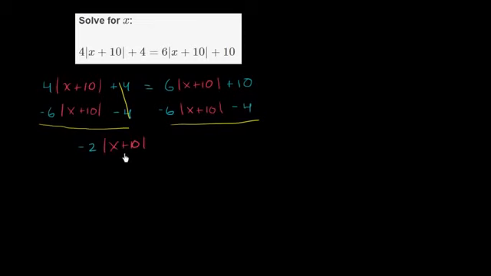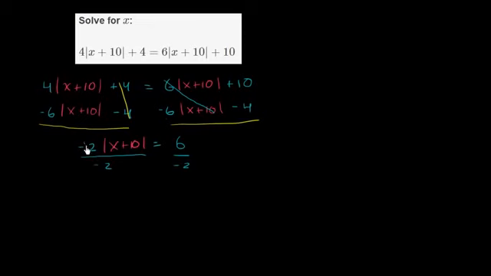Let me write it a little bit neater. It's negative 2 times the absolute value of x plus 10 is equal to, well, the whole point of this is that the 6 times the absolute value of x plus 10 and minus 6 times the absolute value of x plus 10 cancel out. And then you have 10 minus 4, which is equal to 6. Now we want to solve for the absolute value of x plus 10, so let's get rid of this negative 2 by dividing both sides by negative 2. Everything we've done so far is treating this red expression almost like a variable, and we're going to solve for that red expression and then take it from there.